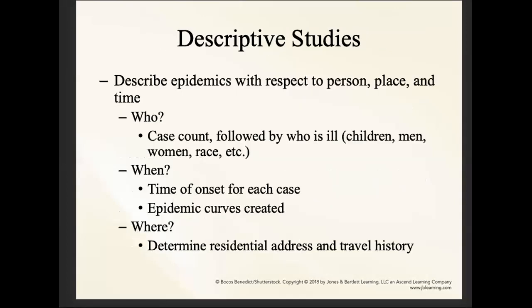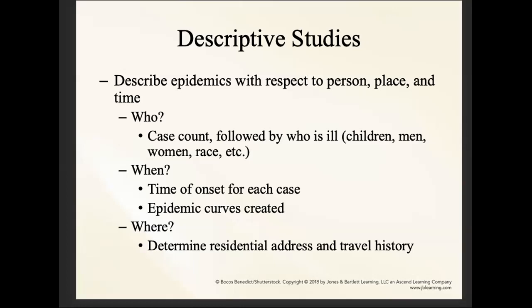So descriptive studies describe epidemics with respect to person, place, and time. So who? We're thinking about case count, followed by who is ill. Are they children, men, women? What's their race, etc.? When? The times of onset for each case. And then we create an epidemic curve.